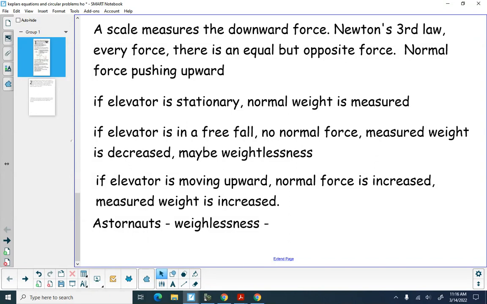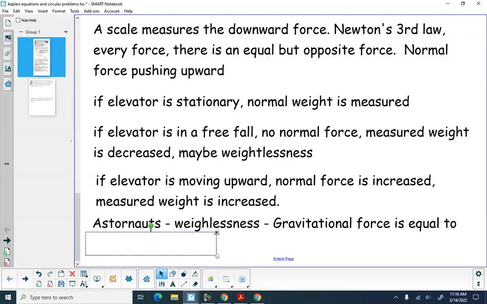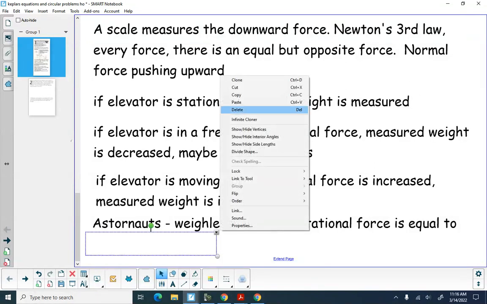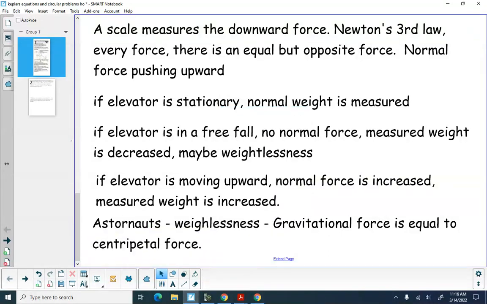Astronauts experience weightlessness. Your gravitational force is equal to your centripetal force.